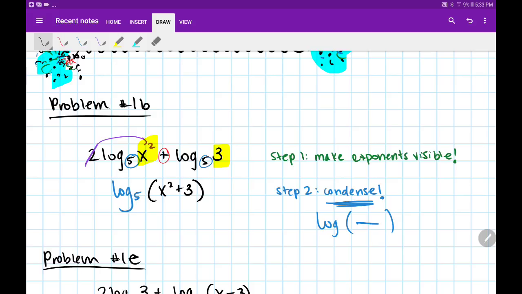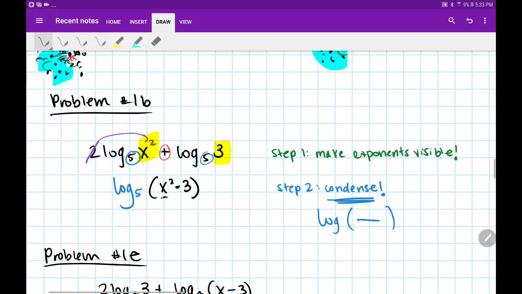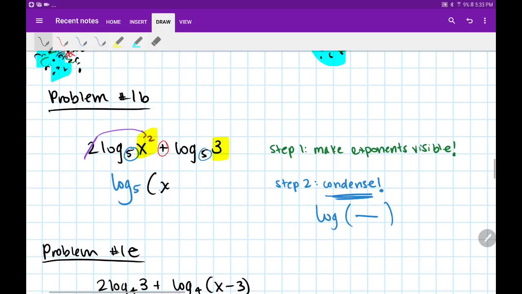But this is wrong. Why? What mistake did I make? Well, I joined x squared and 3 through addition, but that's not how our rule works. The rule says that these two things multiply together, right? So if I were to expand this, for example, it would become 2 log x, and then separately I would add log of 3. So I need to make sure that they're multiplying together when I join them inside. So this would be a good answer, x squared times 3, or log base 5 of 3x squared. They're both the same.